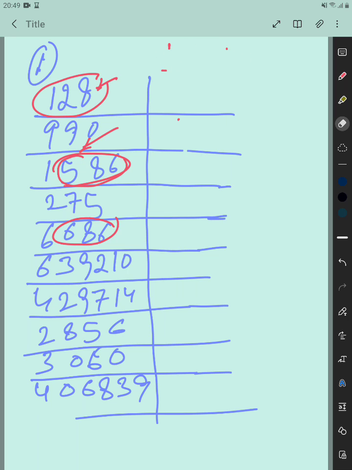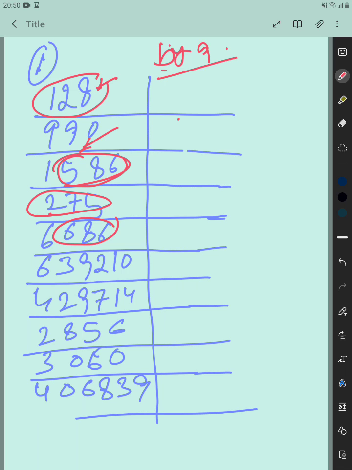Okay, now we have come to divisibility by 9. So what is the divisibility by 9? If you want to test the divisibility by 9, then if the sum of all the digits is divisible by 9, then that number will be divisible by 9. So we need to sum all the digits. For example, here you add the digits of 275, and if that sum is divisible by 9, then the number is divisible by 9.